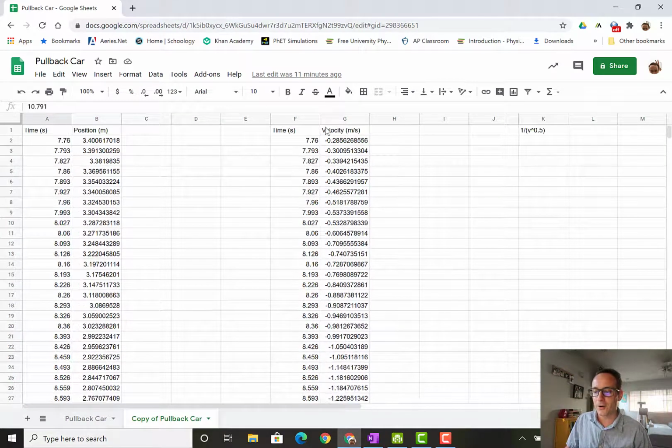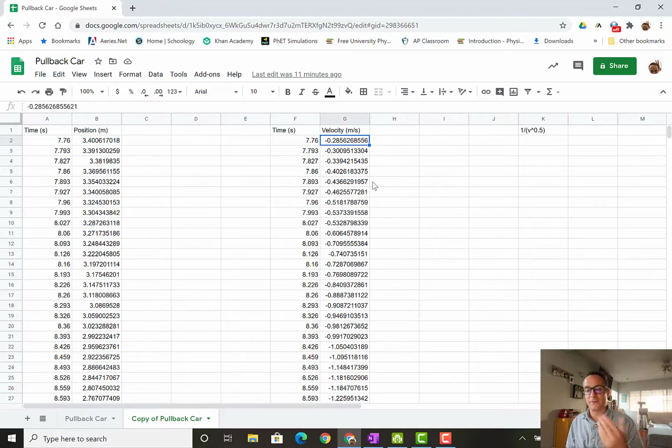And then I've also got the time over here, the same time. On this column, we've got the velocity, and the units here are meters per second. Position is just meters, and velocity is meters per second. Some things to notice here: the time started at 7.76 seconds, right? Why would I do that? Well, because I started collecting data when the video was at 7.76 seconds.